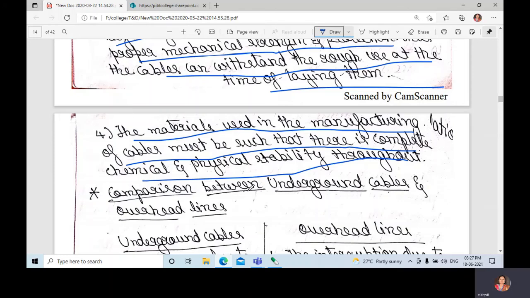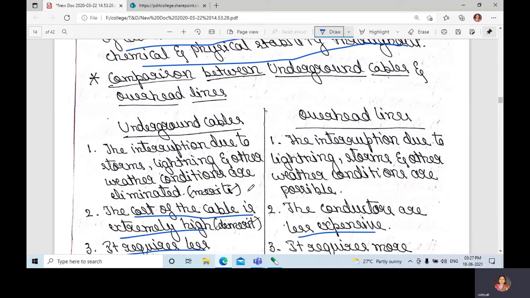Next is a comparison between underground cables and overhead lines. You might have observed that with underground cables, interruption and disconnection will be less, because due to storms, lightning and other weather conditions, underground cables will not get disconnected. In overhead lines there will be many problems, right? Due to weather conditions, storms and lightning, they will interrupt and disconnect.